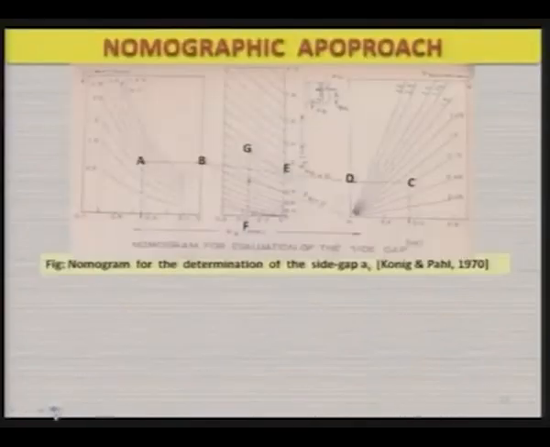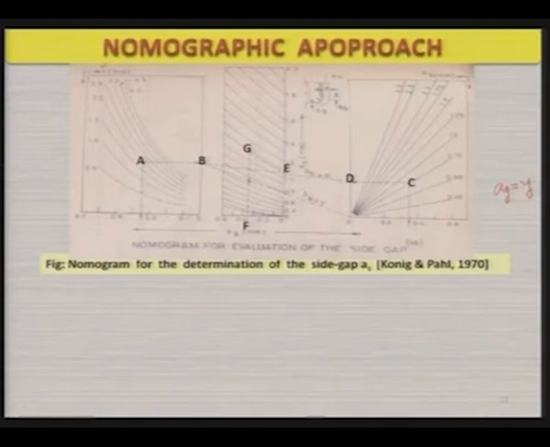Now, there is another approach that is known as the nomographic approach, which was again proposed by Koenig and Paul in the beginning, when this ECM process was getting more and more popular, because such approaches are very easy to apply, especially by industry people. Now, here you can see 3 nomograms are given. In this particular one, AG is nothing but the inter-electrode gap, and you can see here R is the tool corner radius. So, this one gives the relationship between the various tool corner radius and inter-electrode gap.